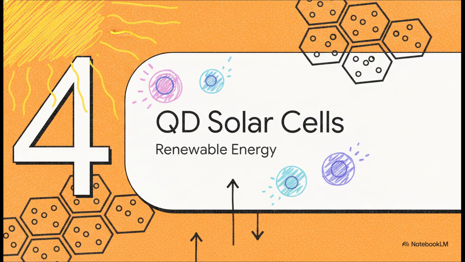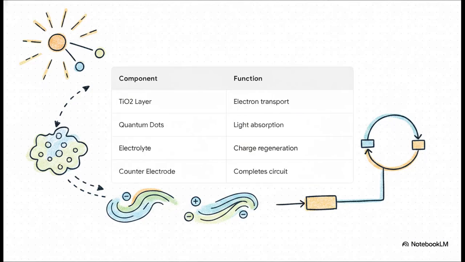Which perfectly tees up Section 4, quantum dot solar cells. Now this table right here, this is a critical exam note. We're mapping out the architecture of a quantum dot sensitized solar cell, a QDSSC, layer by layer. Think of it like a sandwich.